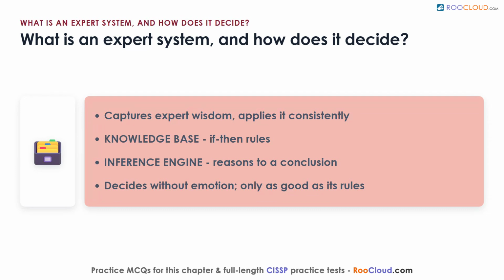The inference engine reads those rules and reasons through them, using logic and fuzzy techniques to reach a conclusion for the situation a user describes. Its great strength is that it decides without emotion clouding the judgment, which is why lenders use such systems for credit choices rather than leaning on a loan officer's gut feeling about a likable applicant. Remember, though, that it is only as good as its rules and its reasoning. Think of it as a rule book paired with a referee who applies it the same way every time.